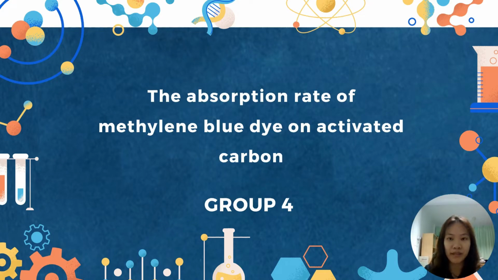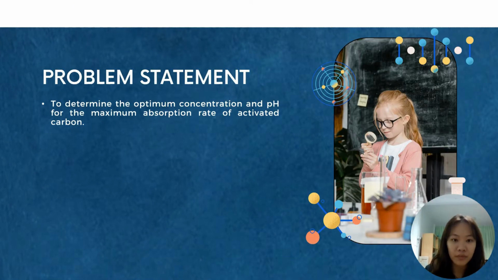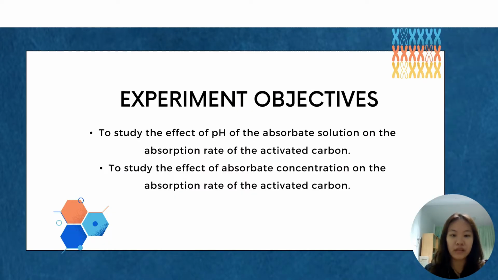We are going to present the proposal of open-ended lab on the absorption rate of methylene blue dye on activated carbon. For the problem statement, this experiment is carried out to determine the optimal concentration and pH value for the maximum absorption rate of activated carbon. There are two objectives in this experiment.